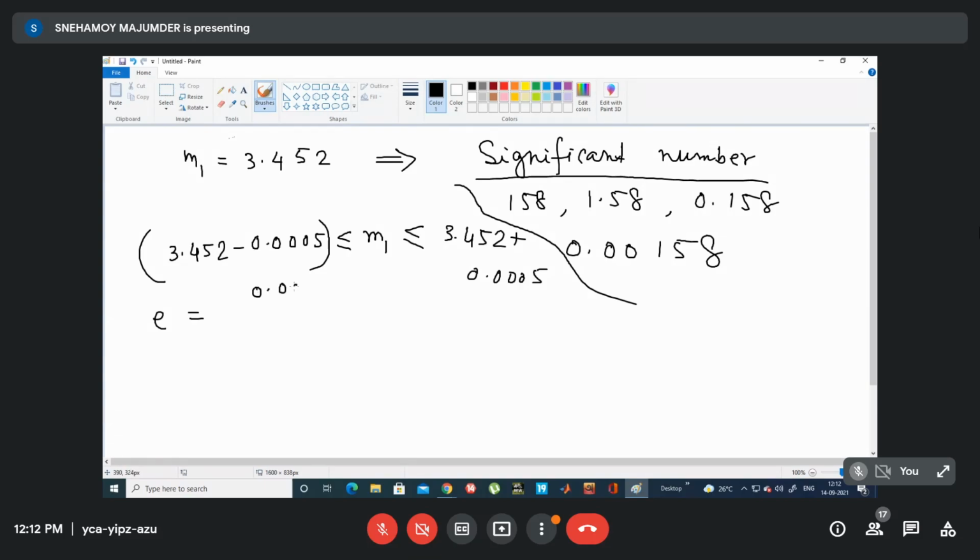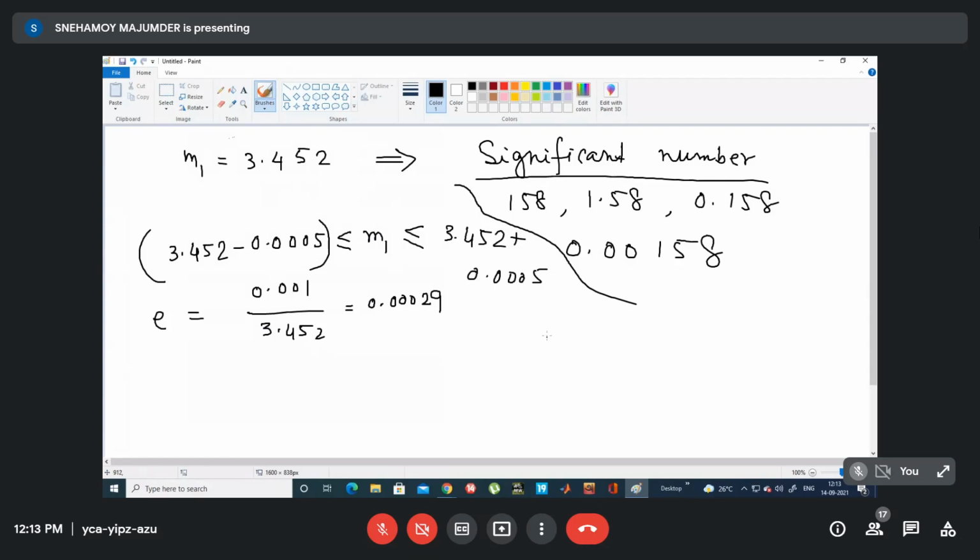So here my relative error is basically the difference, the error, divided by 3.452, which is coming as 0.00029.